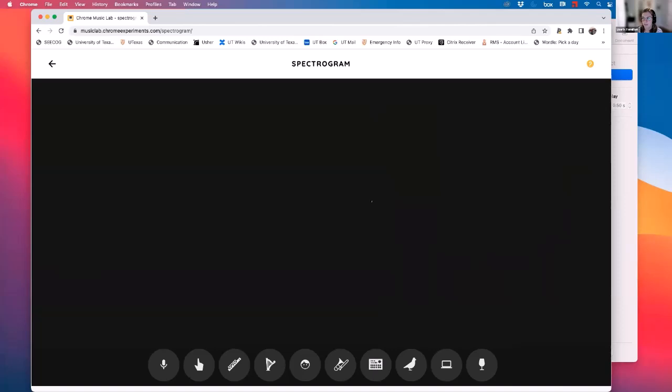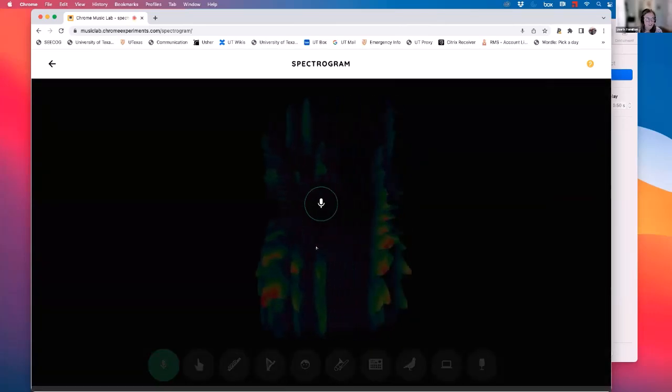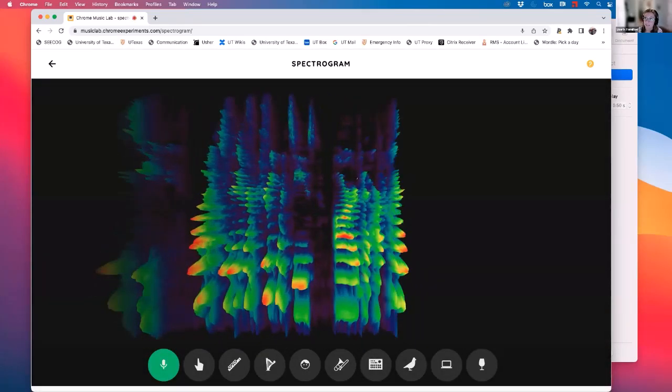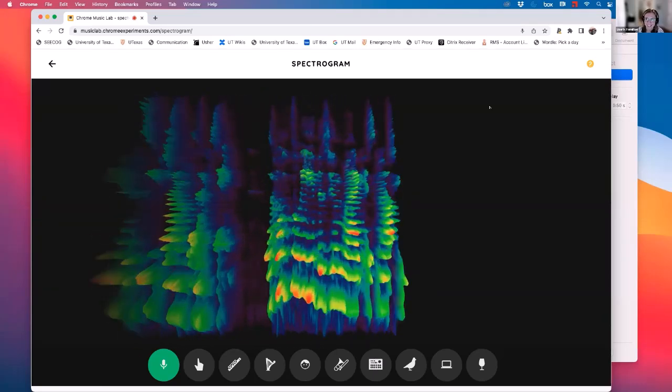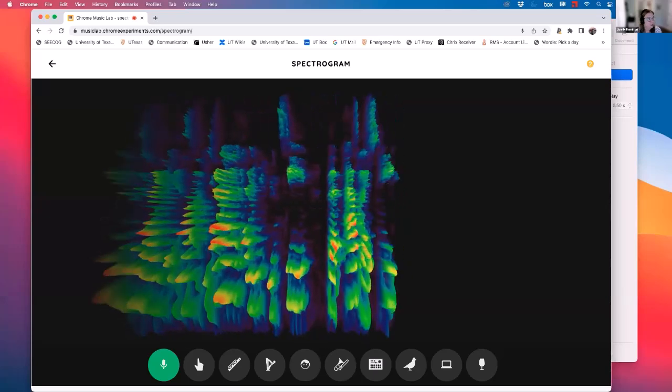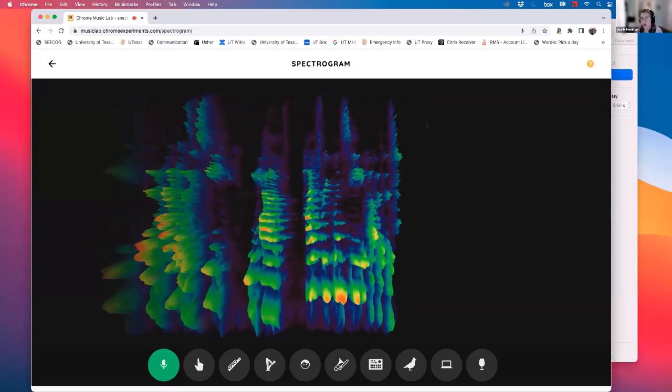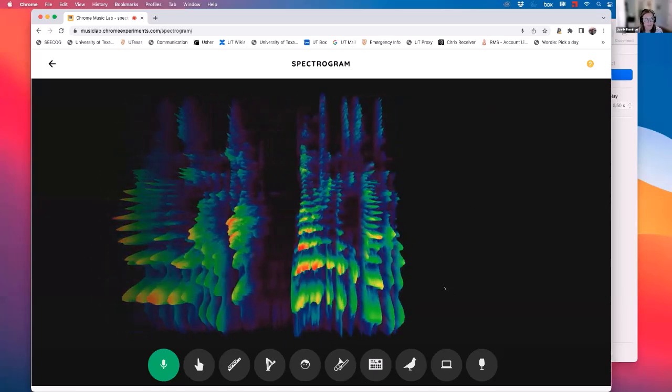Can you still see my desktop? Looks like yes. Okay, so here what I'm going to do, and hopefully you will be able to see this, is speak into my microphone. This is a demo that shows you, as you continuously speak, what the different frequencies are that are present in the speech sounds that I'm saying. Hopefully the Zoom lag is not too bad, and you can see that as I speak, we have high frequency up at the top, lower frequency sounds at the bottom.